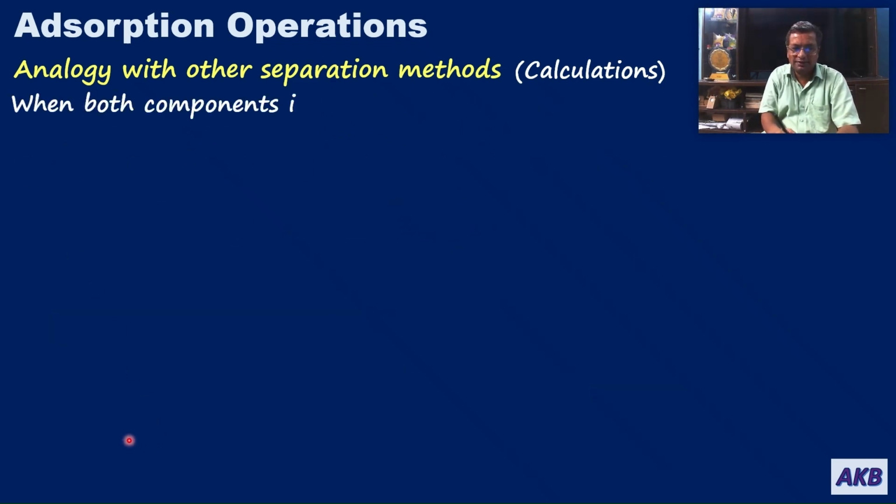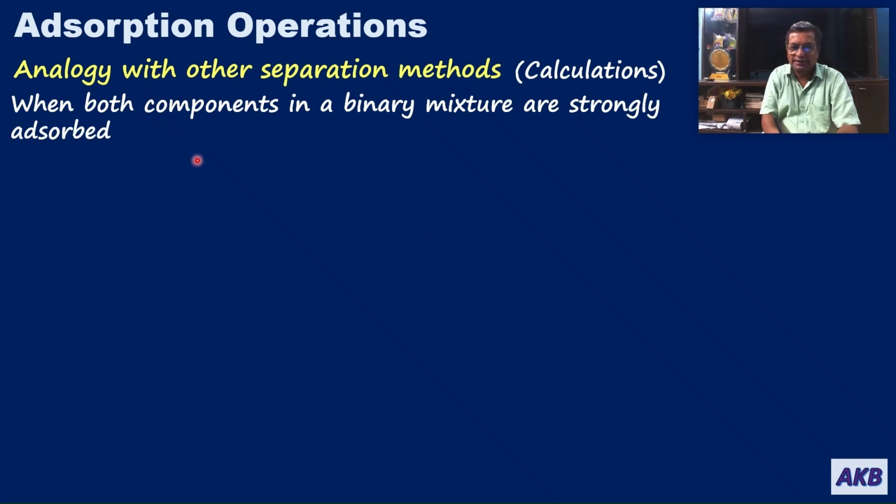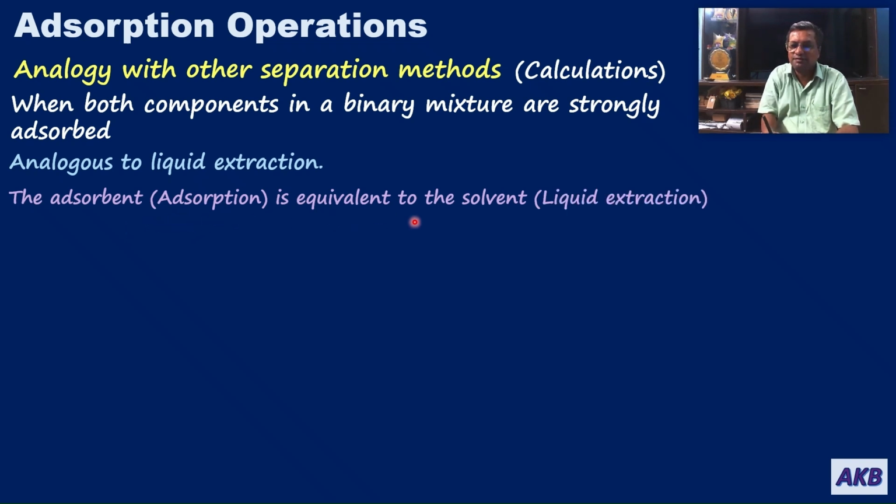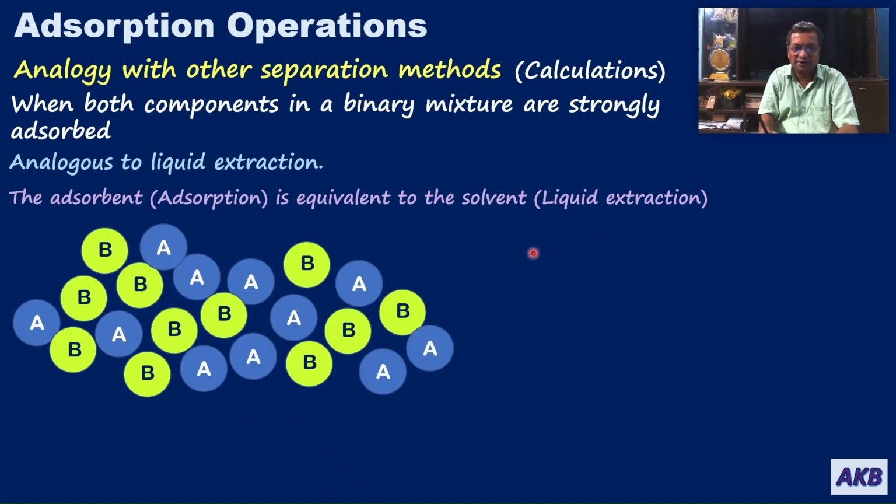Then in the other case, when both components, that is in a binary mixture of A and B, are strongly adsorbed, then the adsorption operation can be considered analogous to liquid extraction. So in this case, the adsorbent in adsorption is equivalent to the solvent in liquid extraction. So again, you can look at the example.